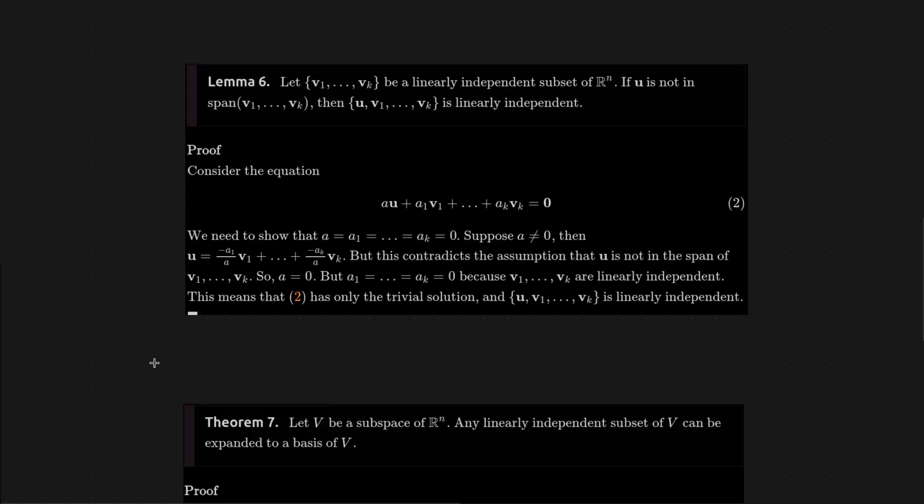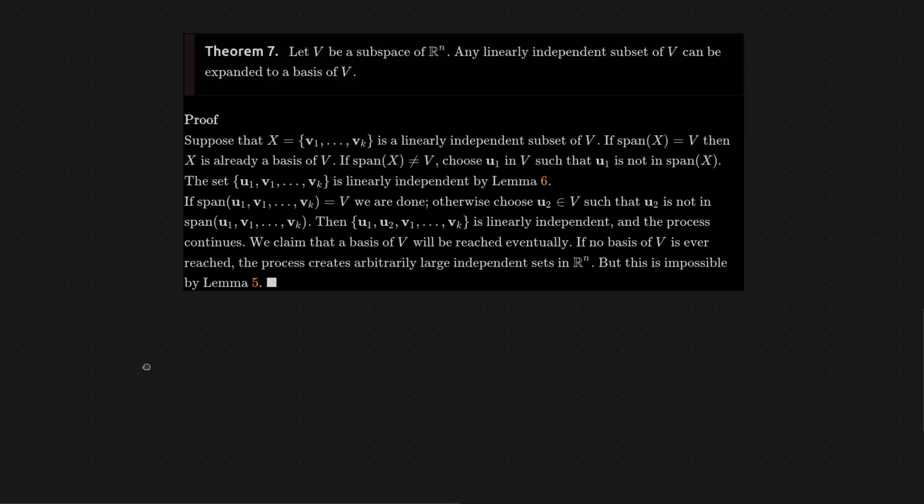Okay? So if we add a vector that's not already in the span of the vectors to that spanning set, then the new set is still linearly independent. All right? And with those two out of the way, we're ready for our big result for this section. Okay? Theorem 7. Let V be a subspace of Rn. Any linearly independent subset of V can be expanded to a basis of V. Understand what this is saying.